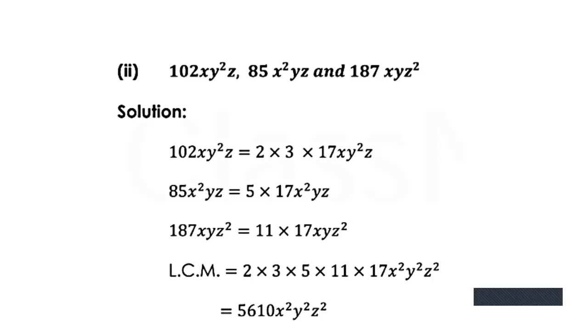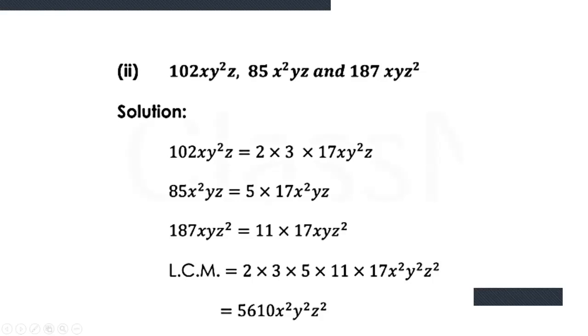Here you can see that 17 is common, repeated in all the terms. So you have to write it only one time. 17 you have to write only one time, and the remaining will also be written: 2 into 3 into 5 into 11 multiply 17.